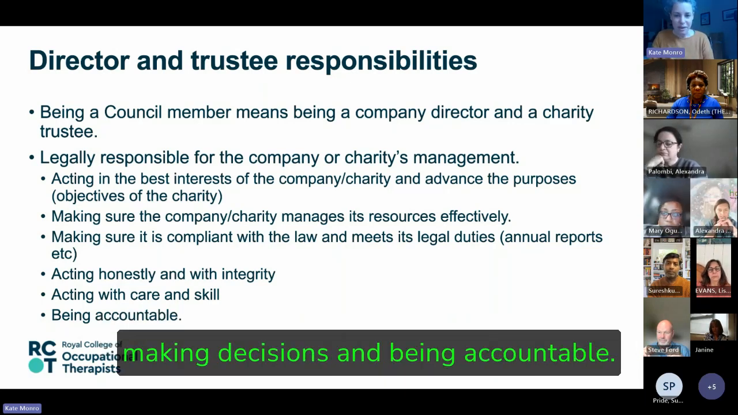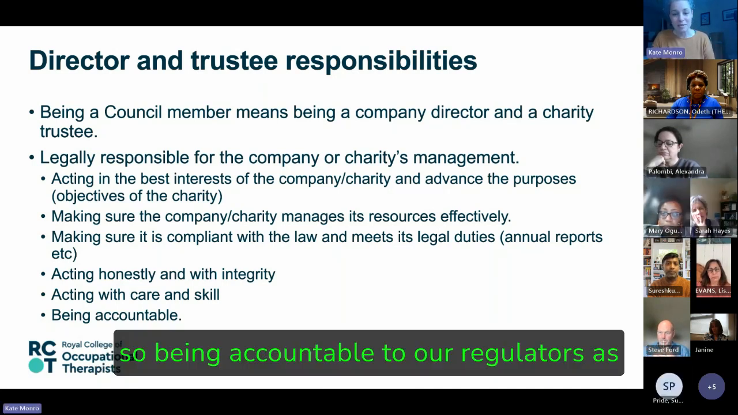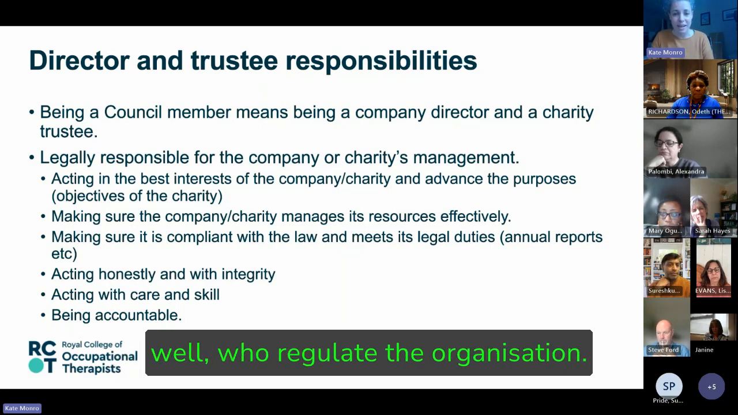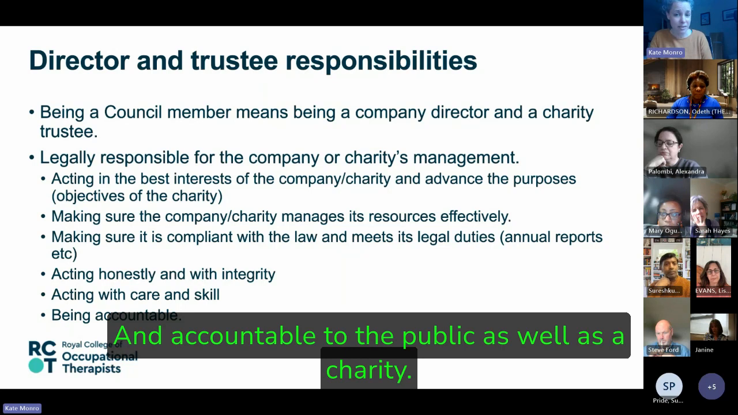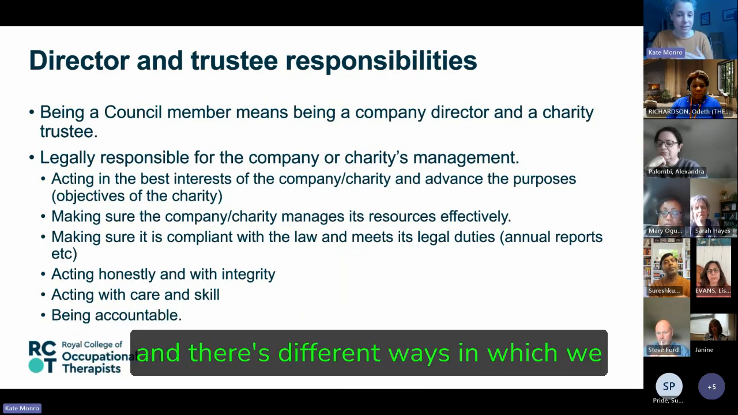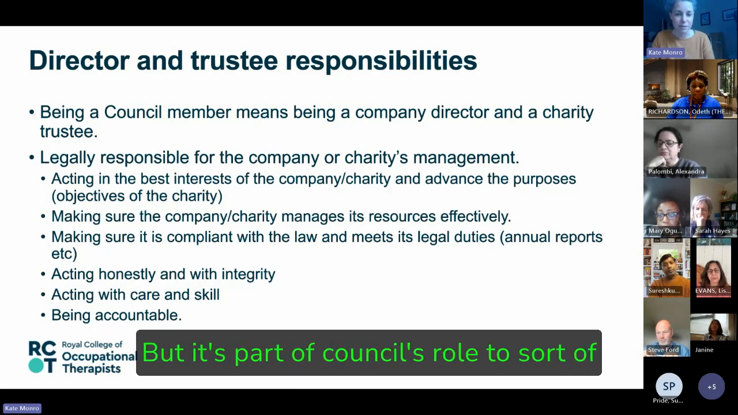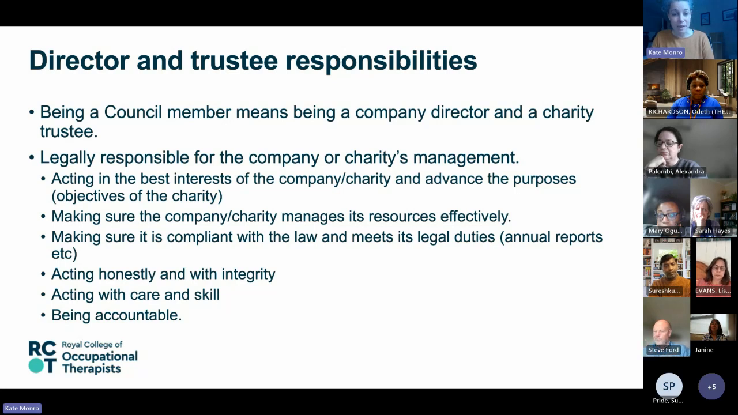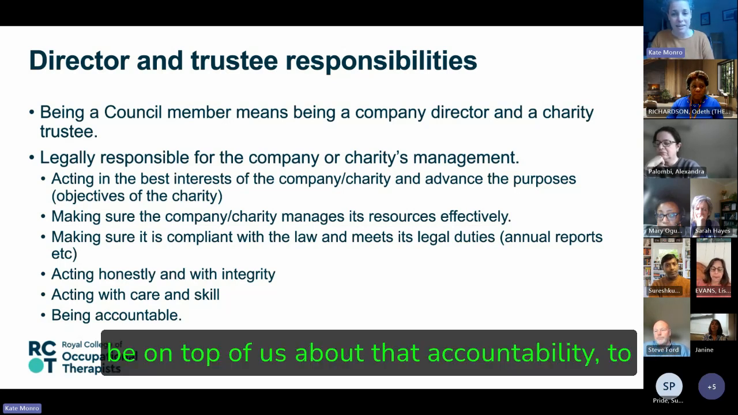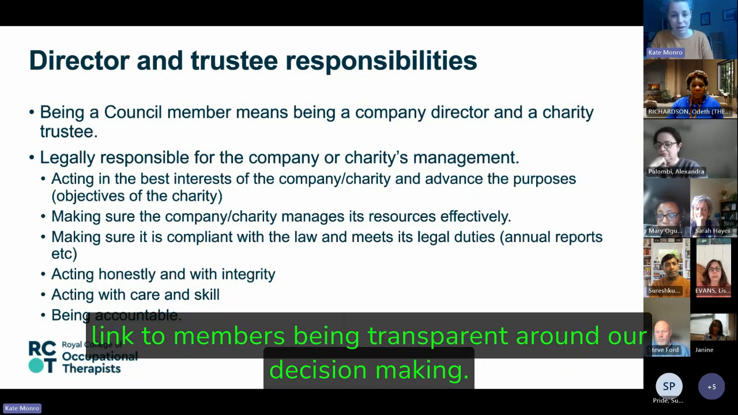And being accountable. So that's being accountable to our members, being accountable to our regulators as well, who regulate the organisation, and accountable to the public as well as a charity. So there's several levels of accountability there, and there's different ways in which we can show and demonstrate that, but it's part of council's role to be on top of us about that accountability, to be that voice of making sure we have that link to members, being transparent around our decision making.